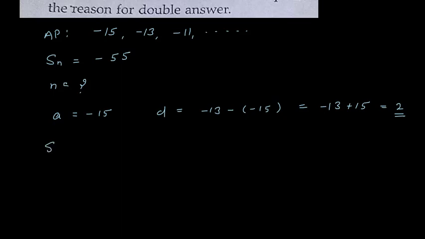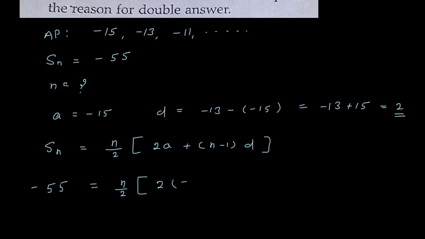So let us apply the formula for Sn. The formula for Sn is n divided by 2, in bracket 2a plus n minus 1 d. Now Sn is given as minus 55. Here it is n divided by 2, into 2 into minus 15 plus n minus 1 into d. The value of d is 2.